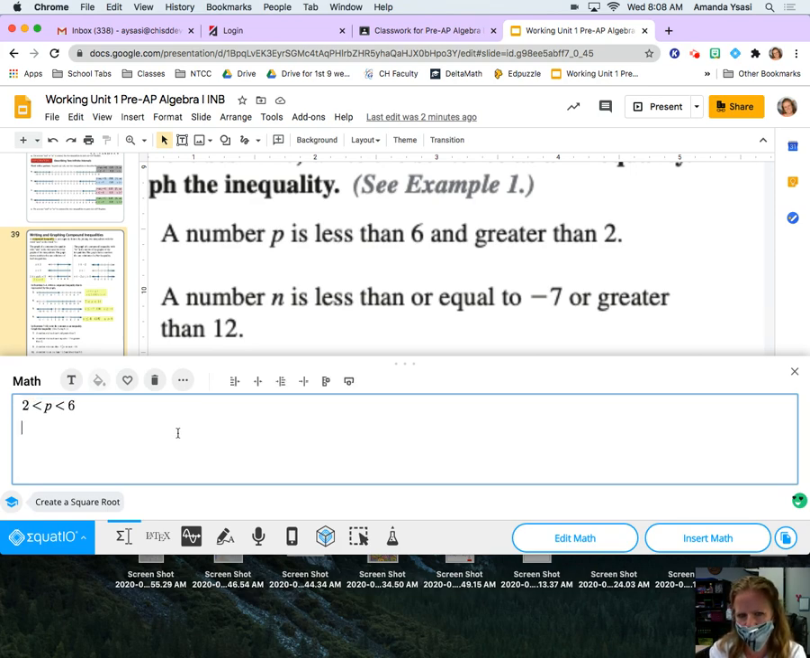So what we could have done is p is less than 6 and p is greater than 2. We could have written it like that and then written the compound inequality. But since we're going least to greatest, and it's an and inequality, you have to go less than.